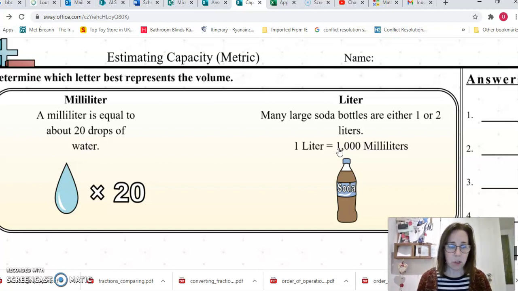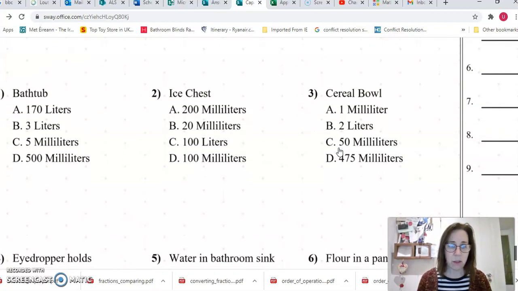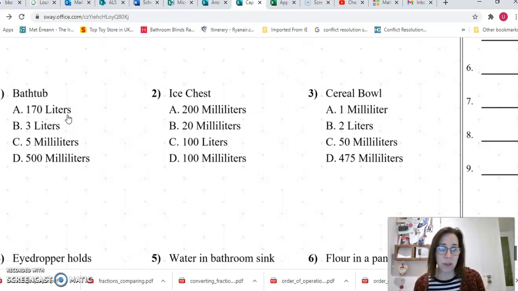And what this worksheet does then is it asks you to guess, for a bathtub, how much water would you fit in a bathtub? So it gives you 4 options, okay? 170 litres. So that's 170 big bottles of Coke. Okay, so that looks like a likely option, doesn't it? This one here, B, 3 litres, 3 bottles of Coke. Will that fill a bathtub? Not likely, okay? There's not enough there.